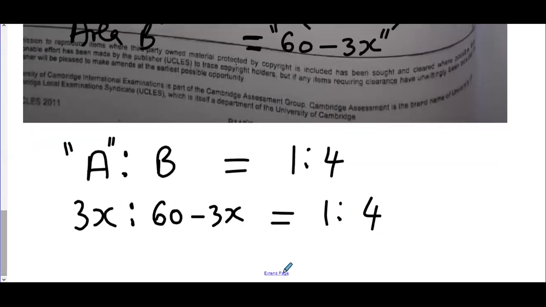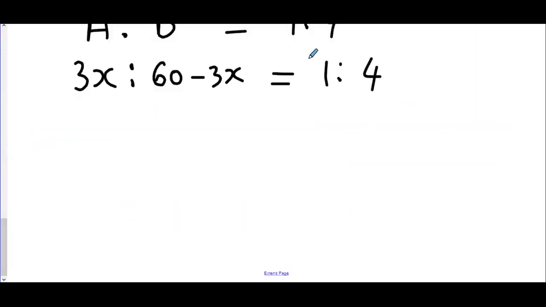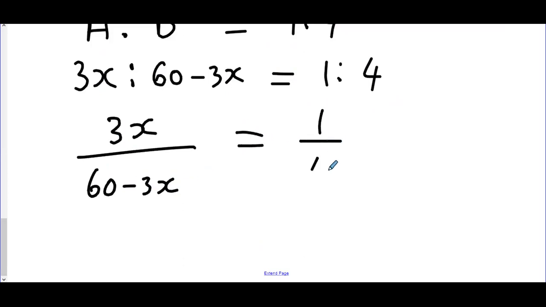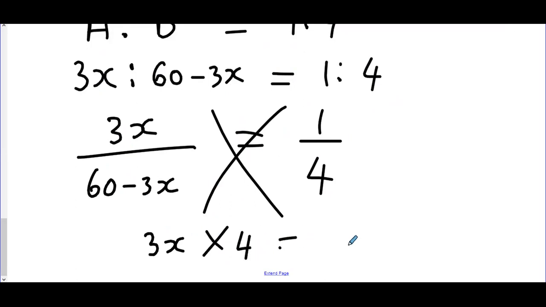If you write these ratios as a fraction, from that fraction is where you'll be able to find the value of x. So this will be 3x over 60 minus 3x, equal to 1/4. Now from here, you need to set up an equation by cross multiplication. So when you cross multiply, you get 3x times 4 equal to 1 times 60 minus 3x.